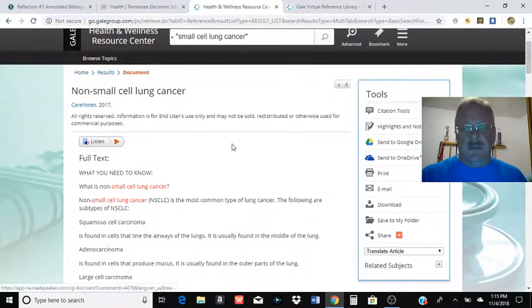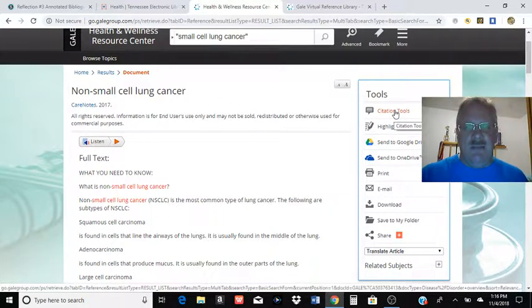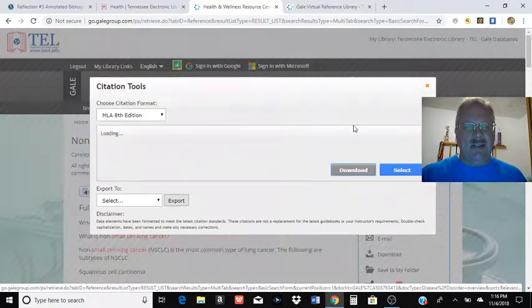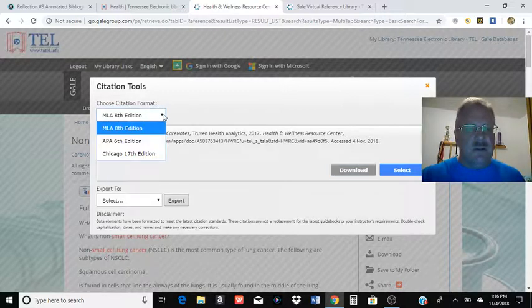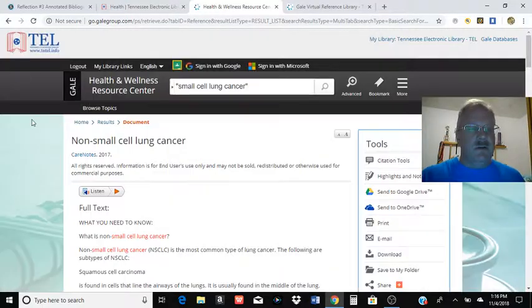You can listen to it. One other neat thing, if you want to use this in your paper and you want to put it on an annotated bibliography assignment, you can hit the citation tool, and it'll pop out MLA 8th edition, and you can choose other editions as well, and give you the citation right there, which is pretty cool.